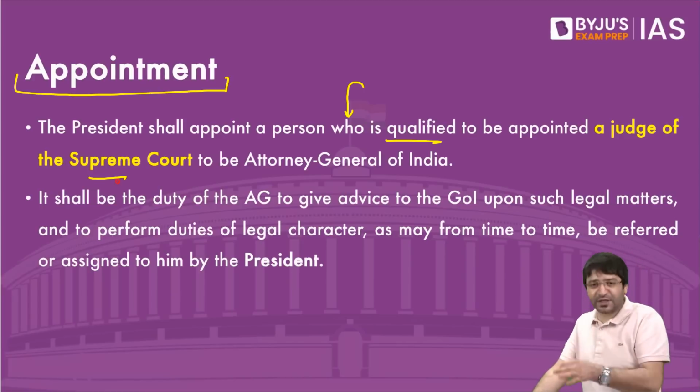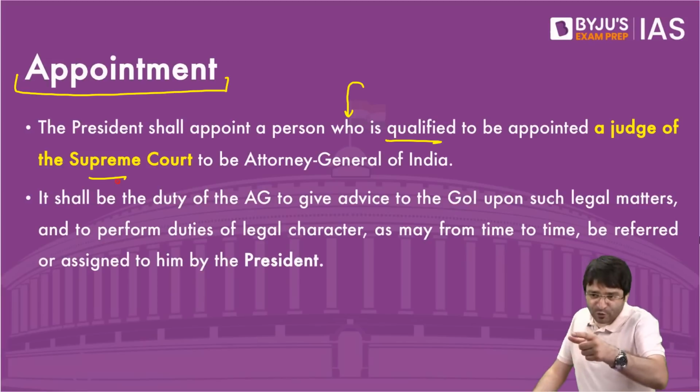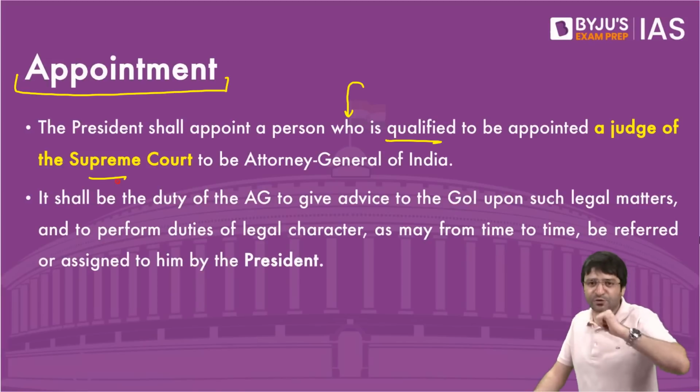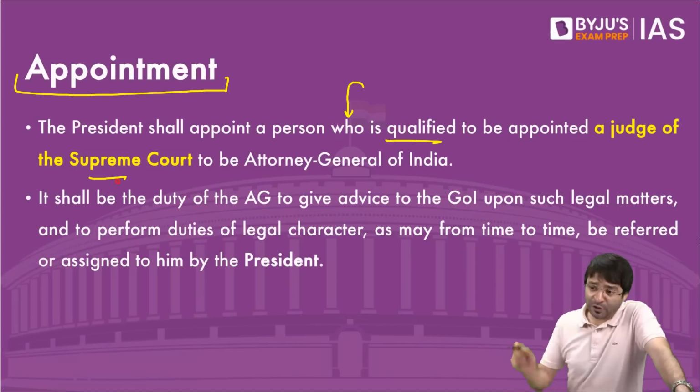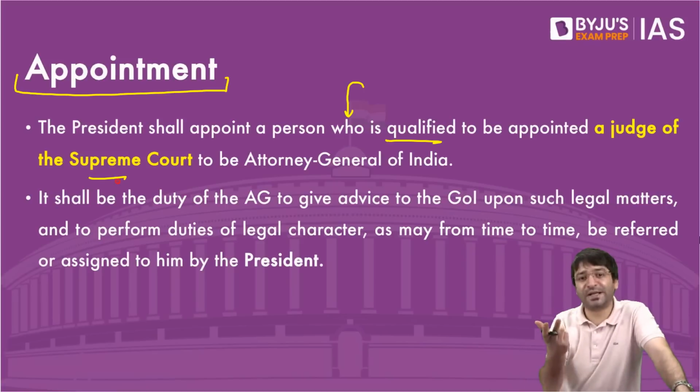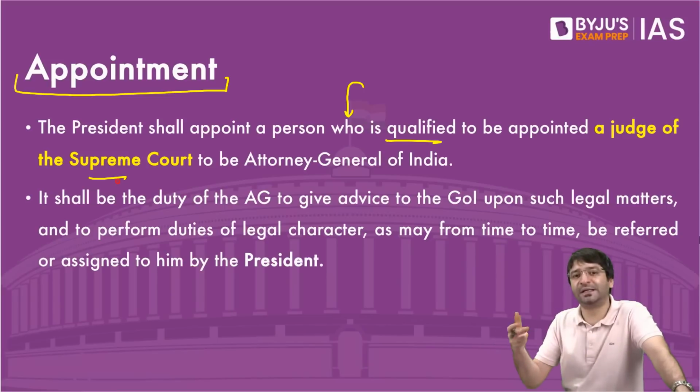Because Attorney General is part of the executive. As Supreme Court judge, you are part of the judiciary. There is separation of powers between executive and judiciary. But only those who are qualified to be appointed as the Supreme Court judge, those individuals are qualified to be appointed as the Attorney General for India.